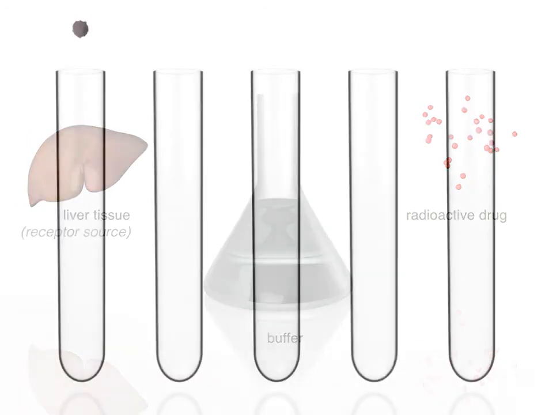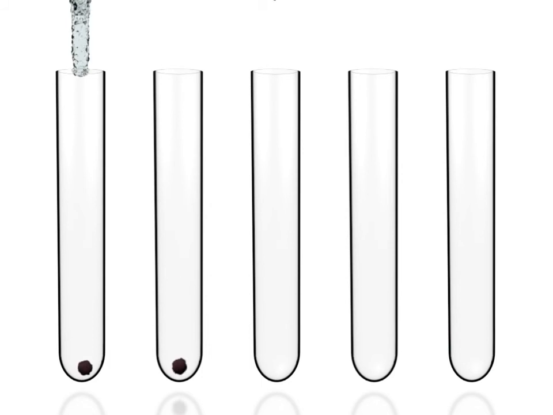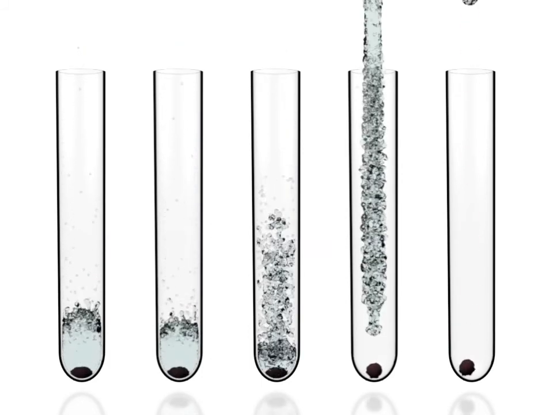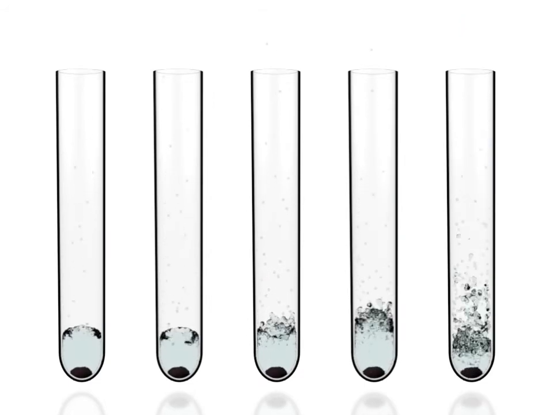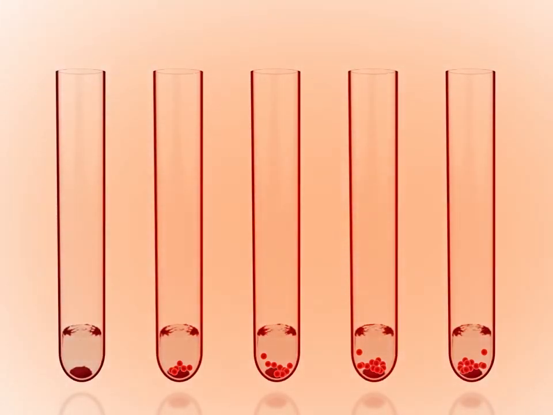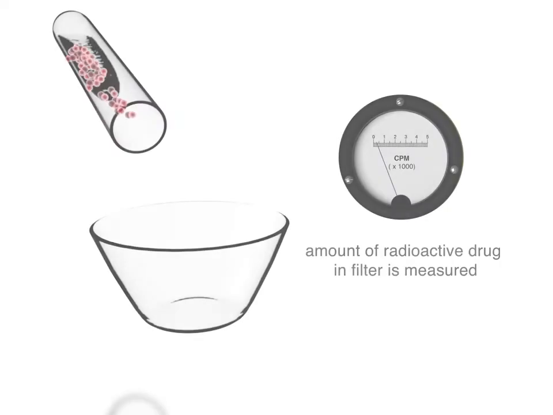To determine the binding of the drug to its receptors, we perform a saturation binding curve. A series of tubes are set up with a small amount of tissue in each, along with some buffer. The radio-labeled drug is then added in increasing amounts to the series of tubes, and they are incubated to allow the drugs to bind to the receptors. This usually takes about 30 minutes.